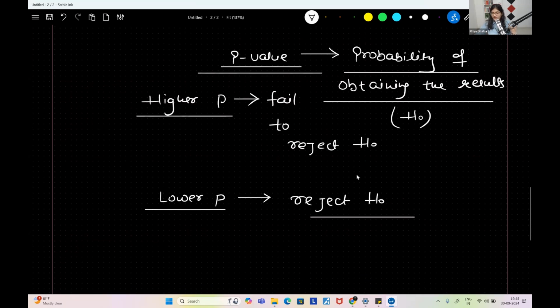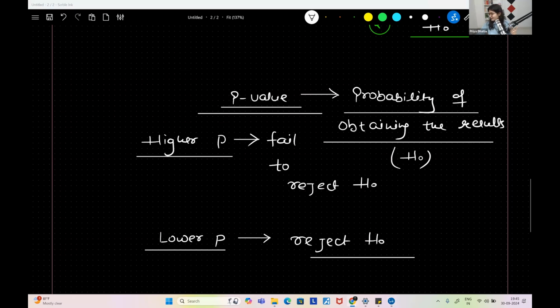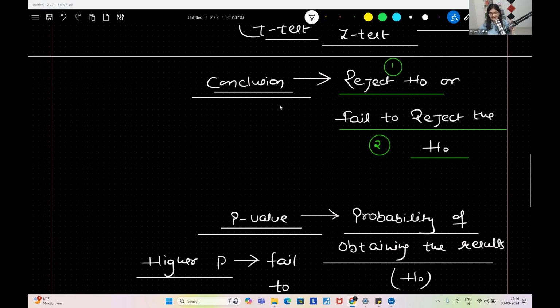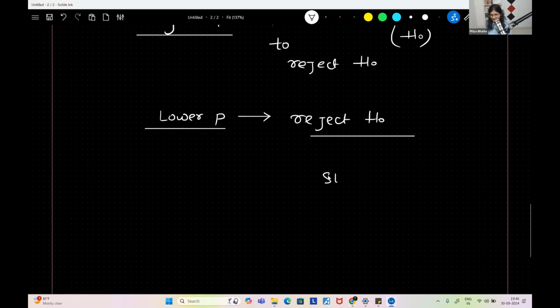This P value is usually compared when I'm saying higher value of P or lower value of P. This is usually compared with the test which we do, like T test or Z test. For example, let's say you did any kind of a statistical test. Any test I'm talking about. And you will get some number. You will compare this number with a P value.